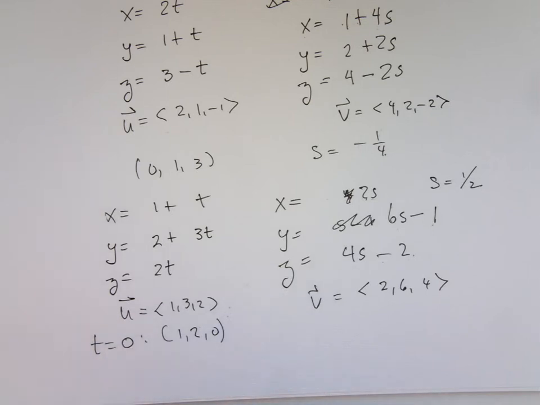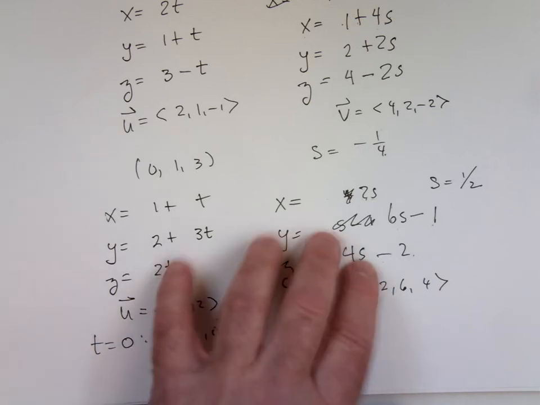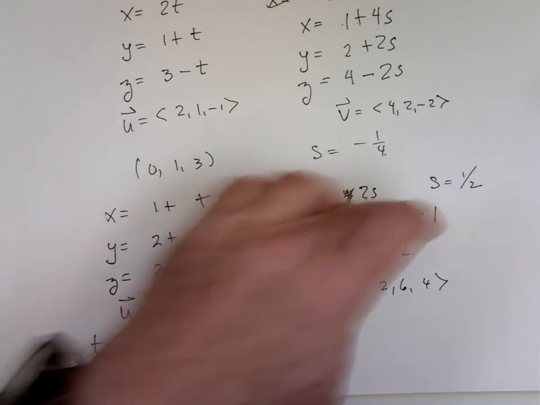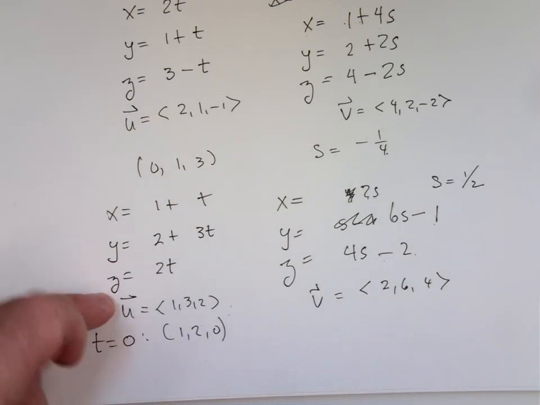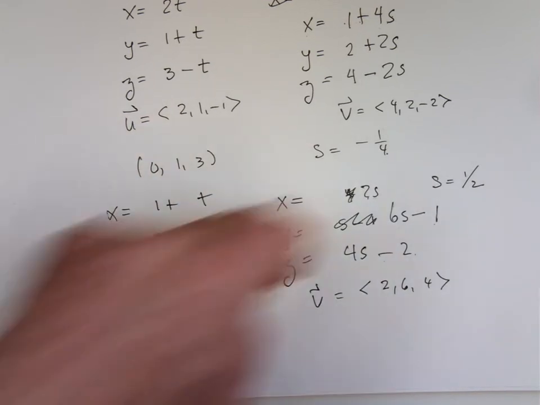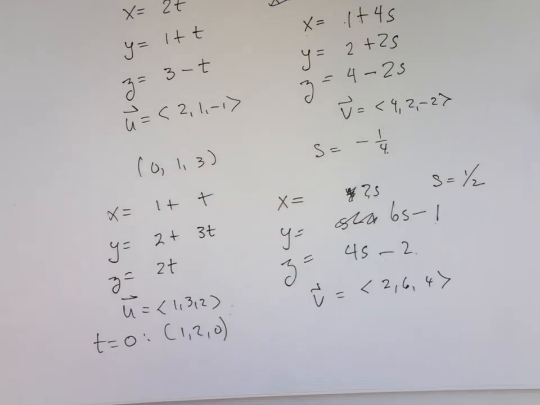So the way to go is this. Take a value for the parameter, see what the x, y, and z is for one line, and verify that that point's on the other line. So in this case, these are the same lines? These are the same line, yes. So is this process the same for working with planes?